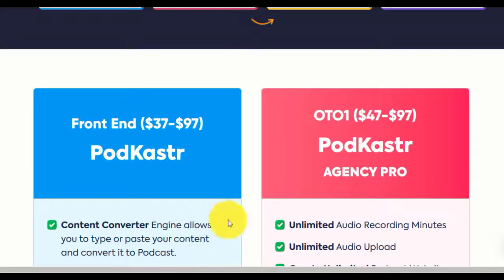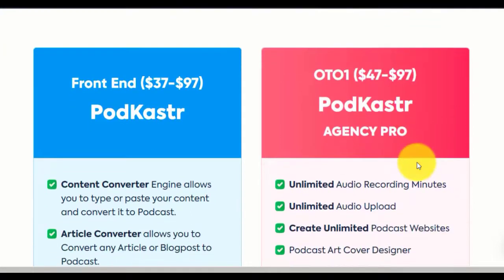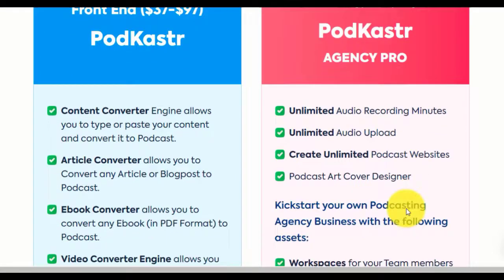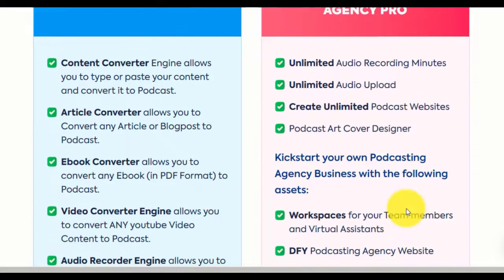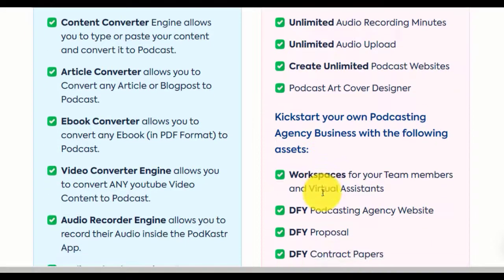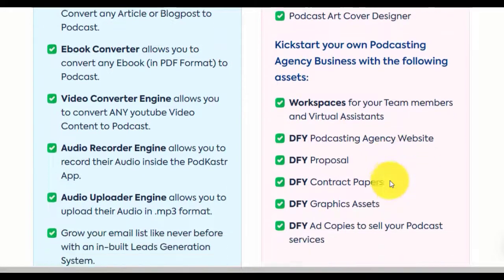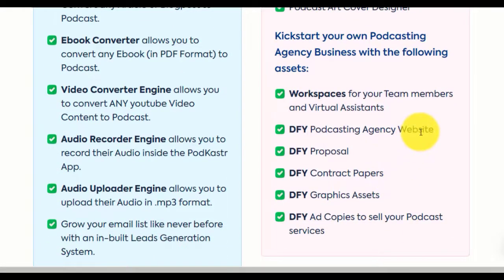And the first OTO is the Podcaster Agency Pro. Everything is unlimited on audio recording minutes, audio upload, and podcast website. And you can kickstart your podcasting agency business with the following assets: workspaces for your team members. You get all the done for you podcasting agency website, proposal, contract papers, graphic assets, and ad copies to sell your podcast services.